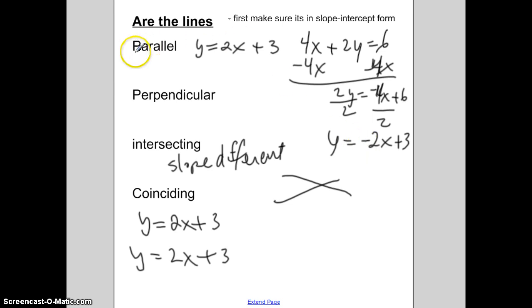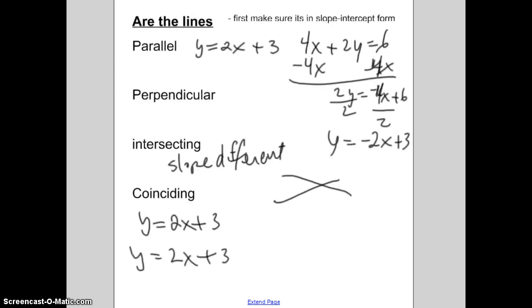Okay, so here, maybe you don't write this on your little note card. Parallel slopes means same slope, different y-intercepts. Here is perpendicular, means they're opposite reciprocals. Y-intercepts don't matter. Here, intersecting means that they're different slopes. Y-intercepts, once again, don't matter. And then coinciding means that the slopes are the same and the y-intercepts are the same.